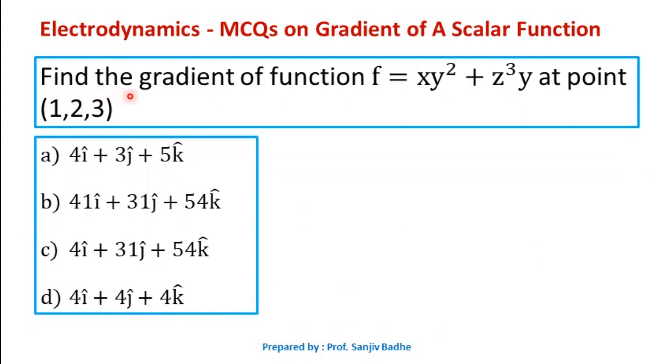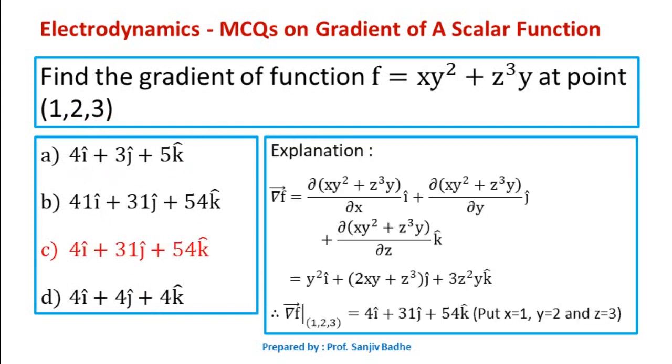Next one, find the gradient of a function f equal to xy square plus z cube y at point (1, 2, 3). So again, here we will first find out gradient of this function f, and we will put x is equal to 1, y is equal to 2 and z is equal to 3, and then we will get the required vector. Gradient of f is given by del f by del x i cap plus del f by del y j cap plus del f by del z k cap.